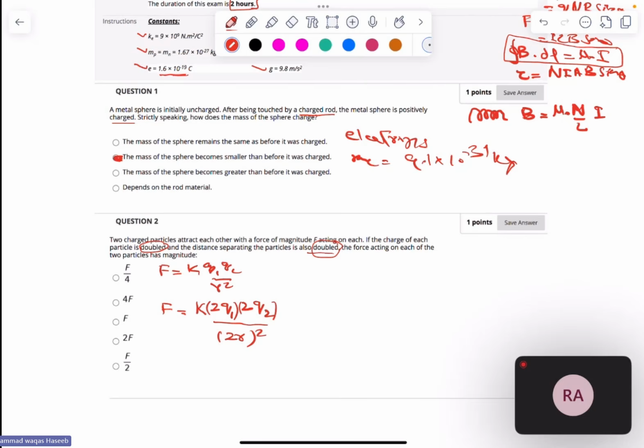And it could be quadruple or triple or any number. So just do like this. So 2 times 2, which has become 4. So 4 q1 q2, and this square will become 4 r square, and this 4 and this 4 will be cancelled out.